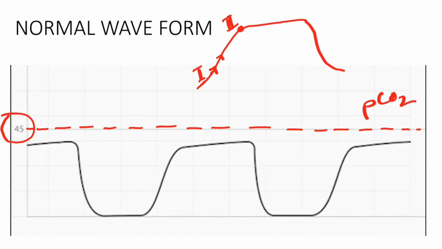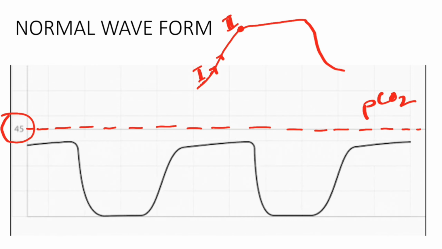And phase 4, also known as phase 0, is the rapid decline of carbon dioxide level as the next breath or inspiration begins. So this is a normal waveform of a capnogram.